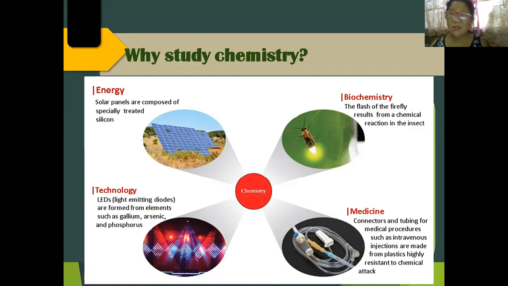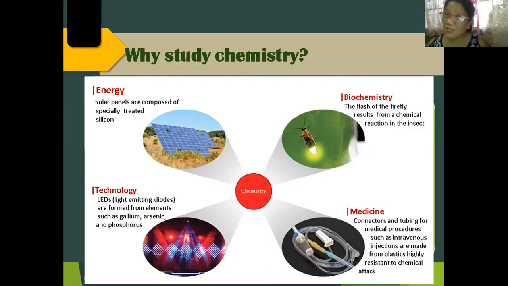But later on, it lasts a long time, and there will be no need to pay for an electric bill. Why? Because this is a way of trapping the sun's energy. That is why it is called a solar panel.